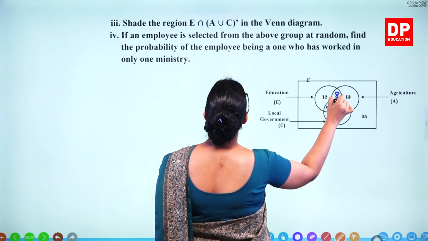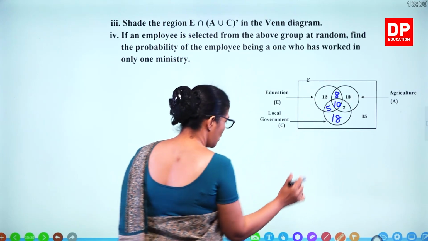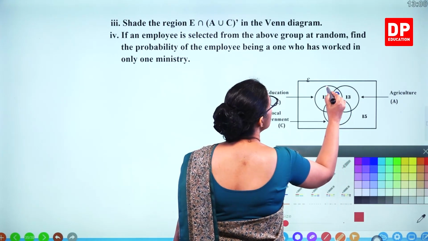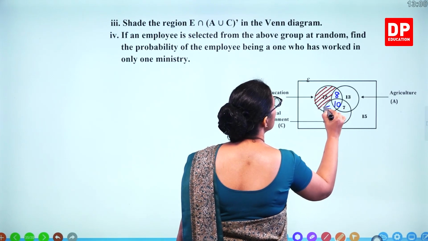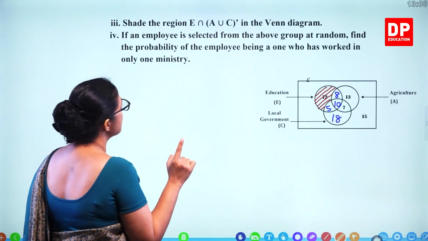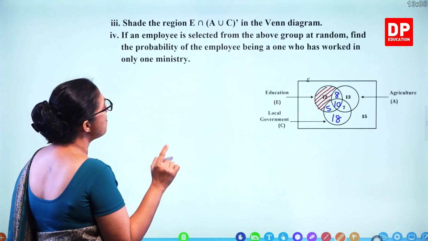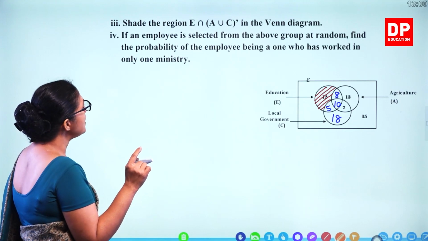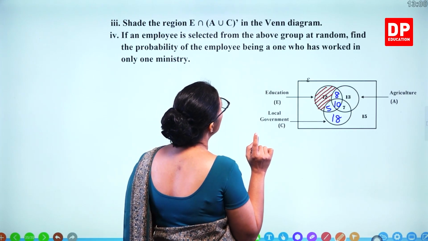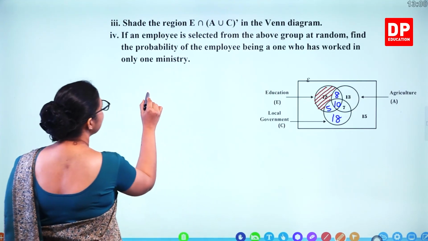E intersecting A union C. A union C is this one. Dash means outside. So this part. So we'll take red color and shade this part. So you need this part. That's E intersection A union C dash. If an employee is selected from the above group at random, find the probability of the employee being one who has worked in only one ministry.